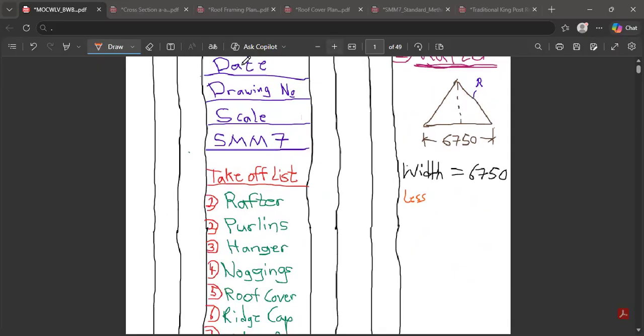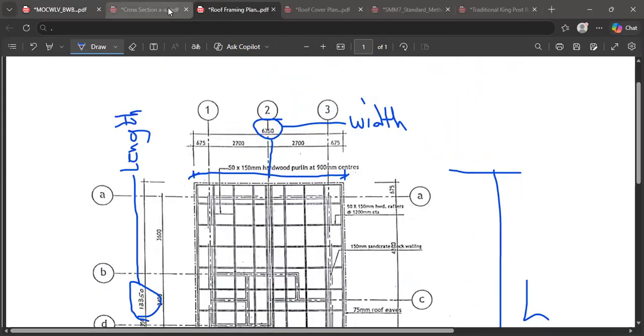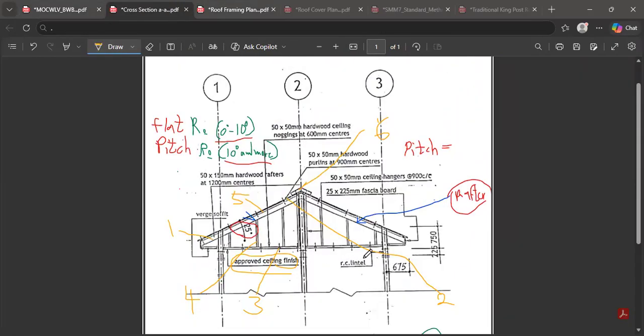So now we say we want to less the overhang. We want to less the overhang. So this 675, if we really want to know the real length of the rafter, you see that in this cross section over here, there is an overhang of what? 75. This is it over here.